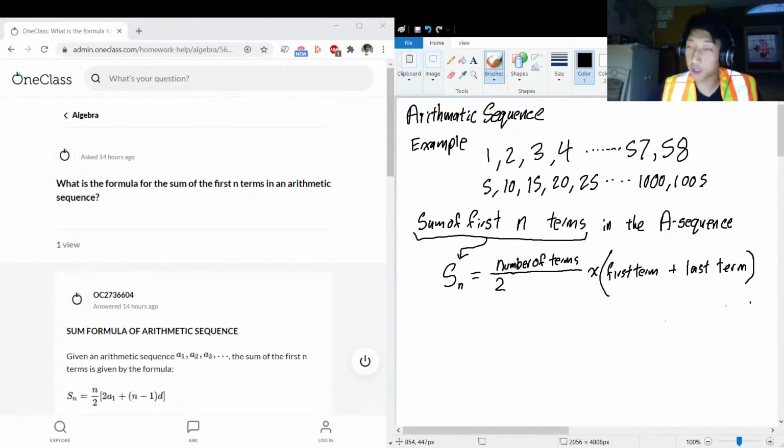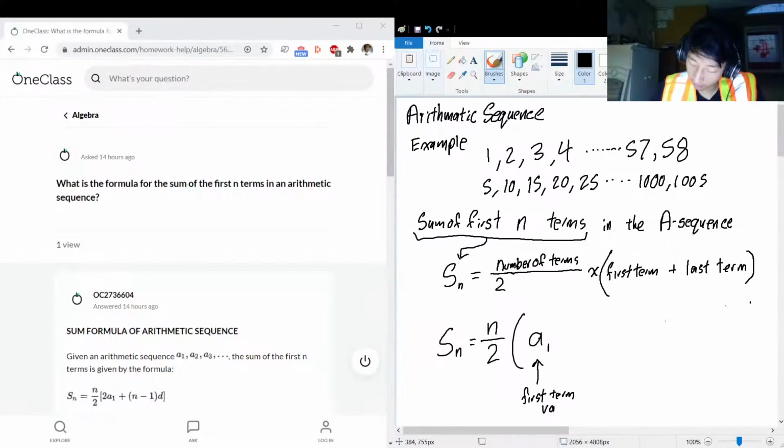Okay, so the number of terms is n. Let's rewrite this to be a little bit shorter. Equals n over 2, n being the number of terms. Fairly straightforward. Multiply by the first term. That depends on what your first term is, but if they give you an arithmetic sequence, you've got to know what your first term is. So let's call that A1, the first term. The first term value should be given.